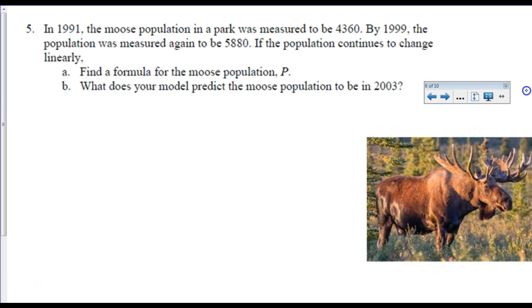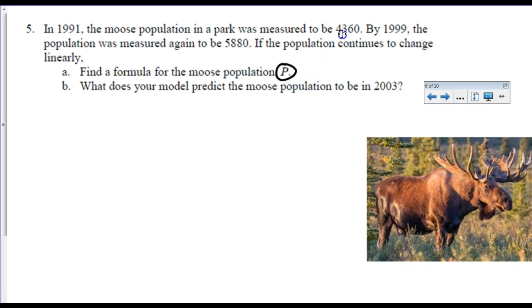Oh, moose. Who doesn't love a nice Canadian moose? All right. The moose population in 1991 was 4,360. By 1999, it's now 5,880. Apparently the moose are bored. The moose population is growing. That's good. What's the formula to find the population?